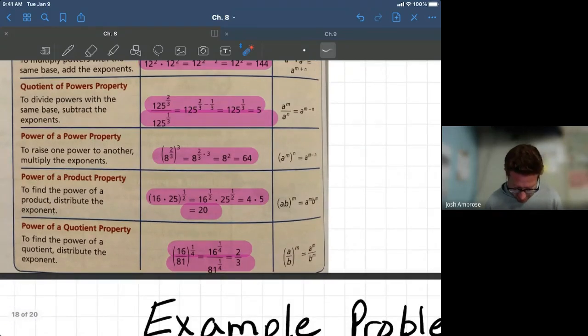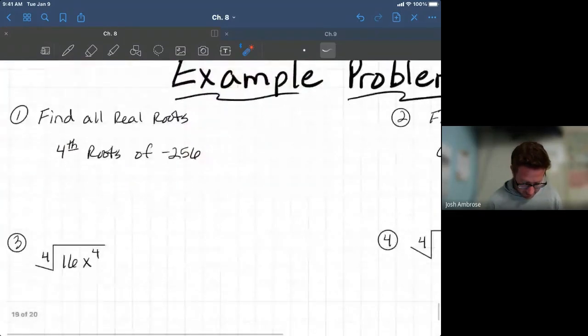And then same thing applies. If you have division, same rule. Take that exponent, put it with both parts of the fraction, take whatever that fractional exponent is, and apply it to those numbers. All right, let's go into some example problems here.